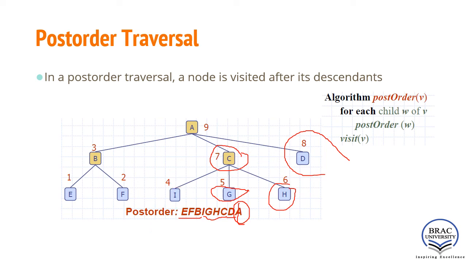So for the post-order traversal, the order will be, at first start from the root, but no, we don't visit the root. Then we go to the left subtree, and this left subtree part is E, F, B. After that go to the second subtree, and the visiting order will be the same as post-order, that is I, G, H, then C, and lastly D, and finally A.